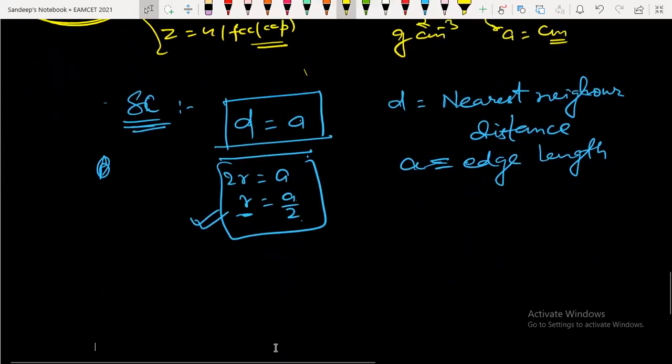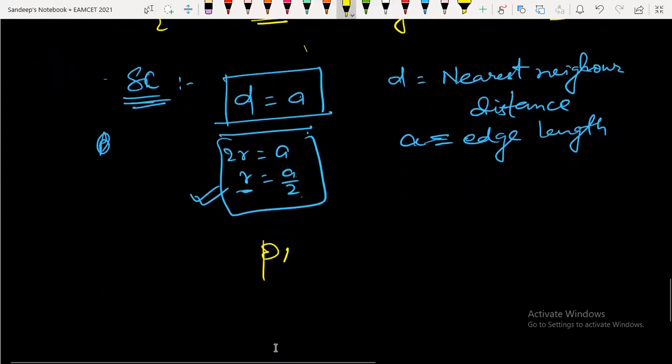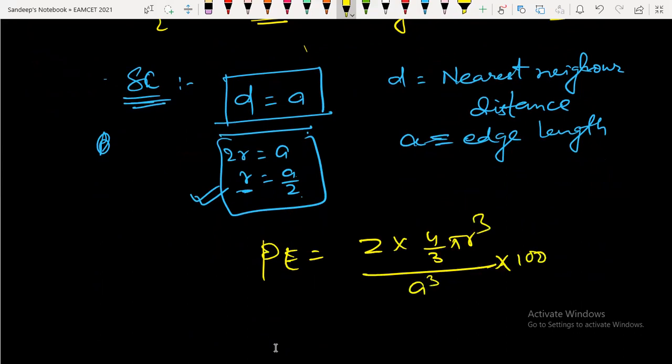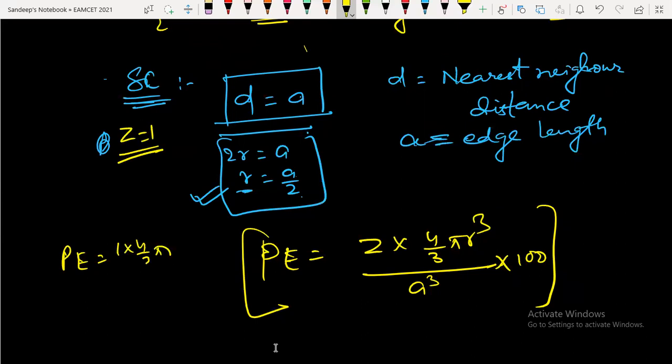Packing efficiency is Z times the unit cell content, 4/3 πr³, upon a³, the cell volume, into 100. So this will give you the packing efficiency. Putting Z equal to 1, you can find it. So the packing efficiency here will be 1 into 4/3 πr³ upon a³, where a is 2r, whole cube, into 100. If you solve this, 4/3 πr³ into 8r³ into 100.